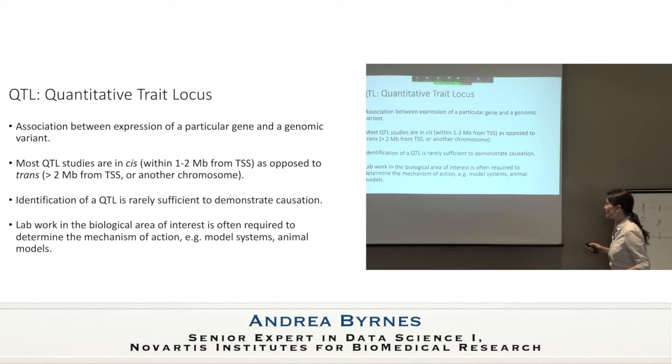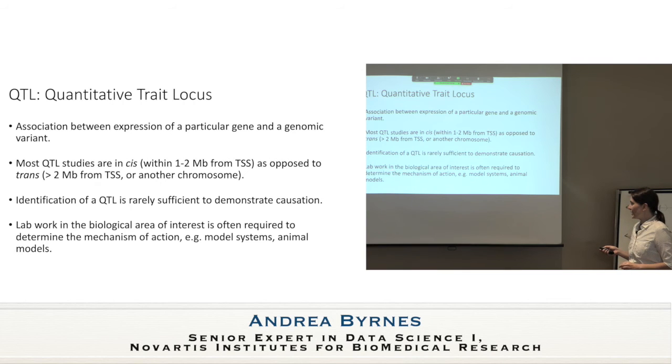So association between expression of a particular gene and a genomic variant is an eQTL. Most QTL studies are cis, that means within 1 to 2 megabases of the transcription start site, so that's that beginning kind of location of the gene, as opposed to trans, which is more than that, or on another chromosome. This is starting to change, which is very exciting as computational methods and computing power get better. Trans eQTLs is something that folks are able to do, and in fact, GTEx, the big RNA-seq consortium, actually has all of their eQTLs published, including the trans ones. And so if you're looking for tissues of interest and those kinds of things, that can be a really cool resource.